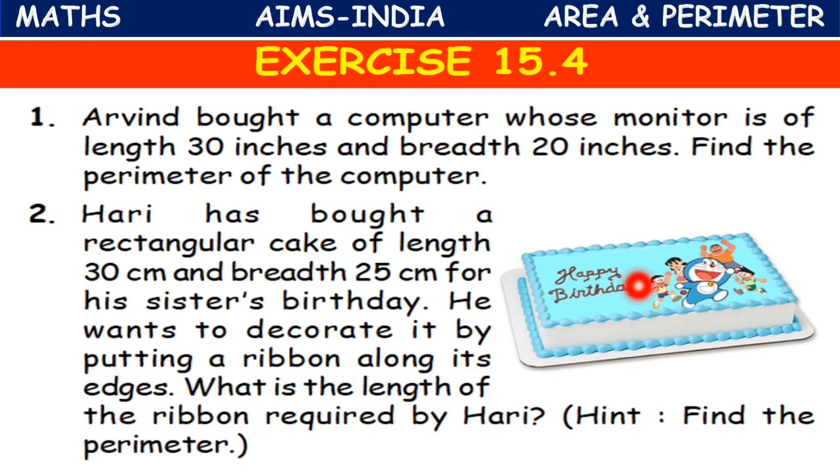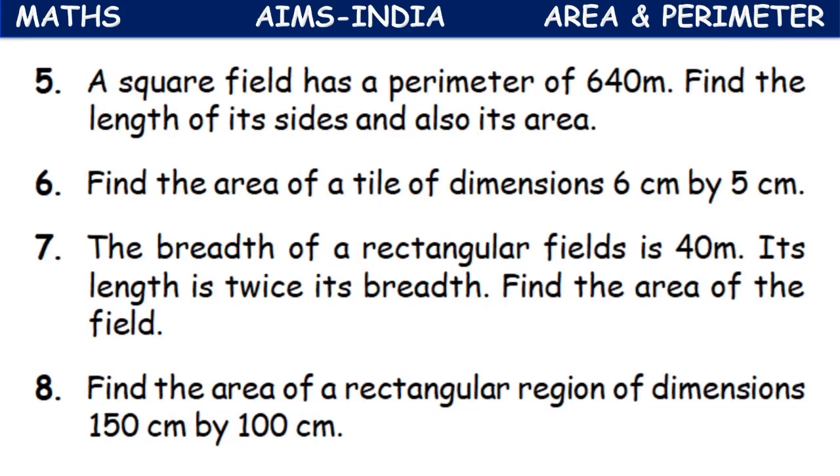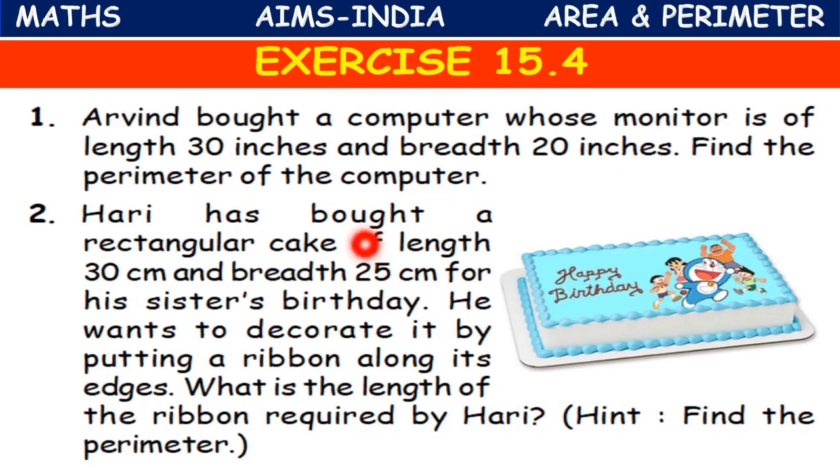What have we discussed? We have discussed the example word problems on area and perimeter of square and rectangle. Now here we are having a few exercise problems. You can solve these on your own. We'll just discuss a few and you try solving the rest at home. Okay? Coming to question 1.